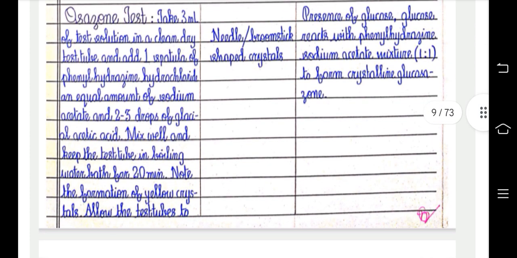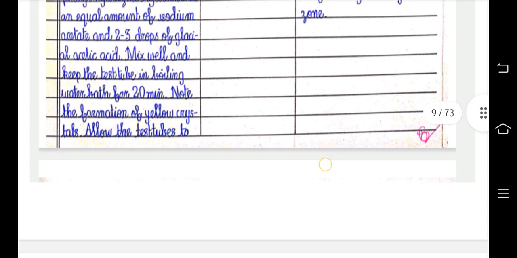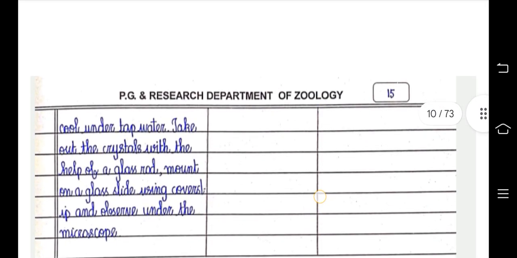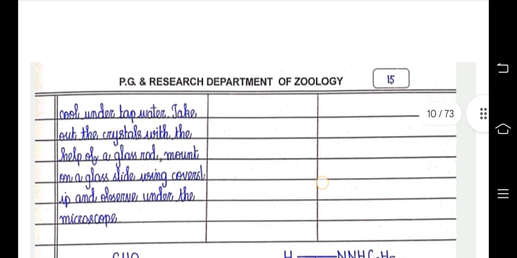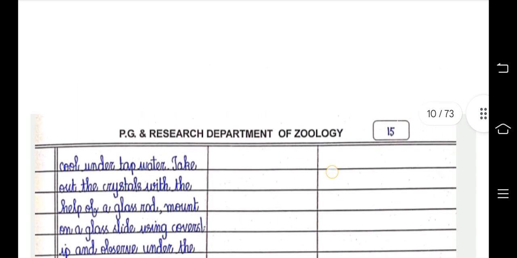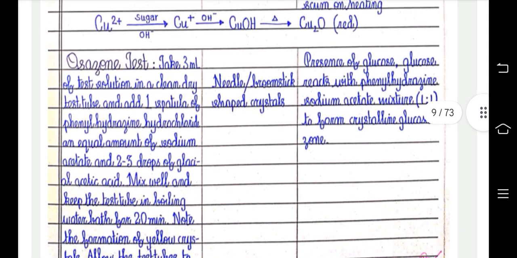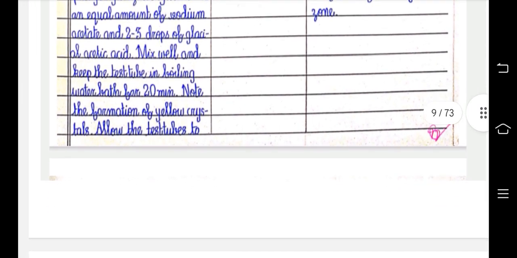Osazone test. Take 3 ml of test solution in a clean dry test tube and add 1 spatula of phenylhydrazine hydrochloride and an equal amount of sodium acetate, 1:1 ratio, and 2 to 3 drops of glacial acetic acid. Mix well and keep the test tube in a boiling water bath for 20 minutes. Note the formation of yellow crystals. Allow to cool under tap water. Take out the crystals with a glass rod, mount on a glass slide using a cover slip and observe under the microscope. You can see needle-shaped crystals, presence of glucose. We just learned this.